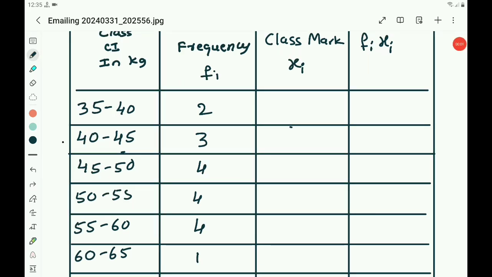Now let us find the xi of each class. You know the method of finding xi: the sum of the upper limit and lower limit, divided by 2. That sum must be divided by 2. 35 plus 40 is 75. 75 by 2 is 37.5.